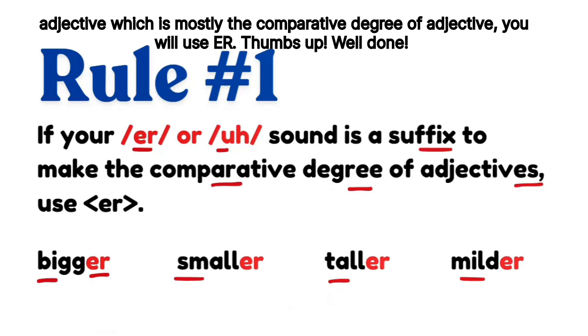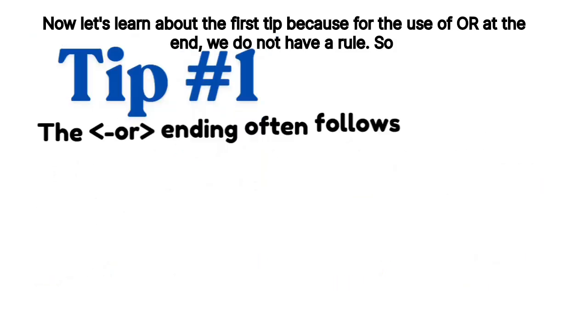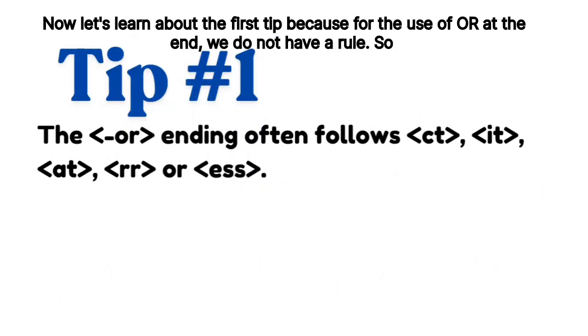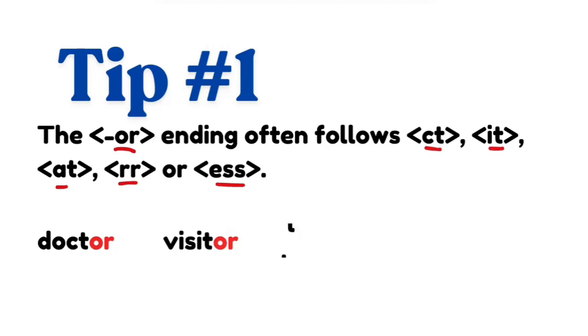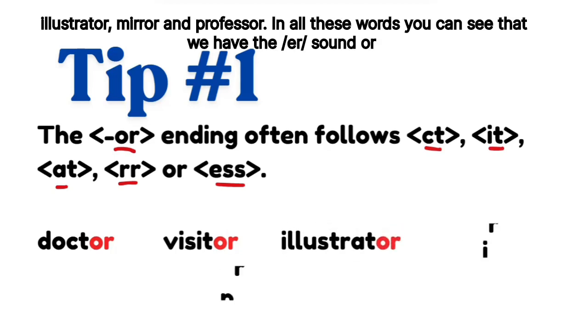Thumbs up. Well done. Now let's learn about the first tip, because for the use of OR at the end, we do not have a rule. So the tip is the OR ending often follows CT, IT, AT, RR, or ESS. For example, doctor, visitor, illustrator, mirror, and professor.